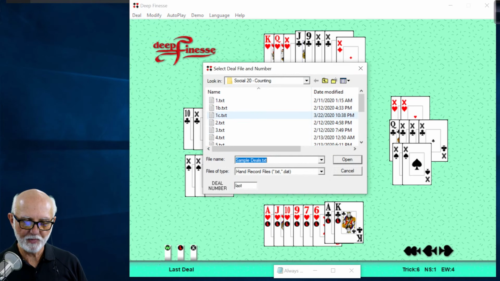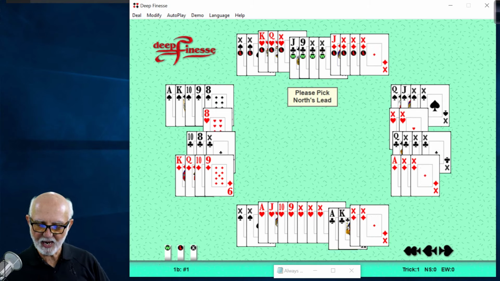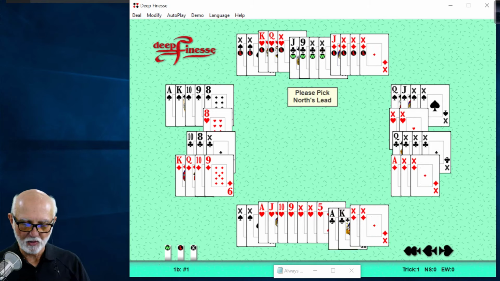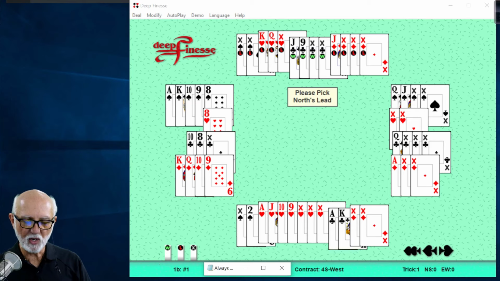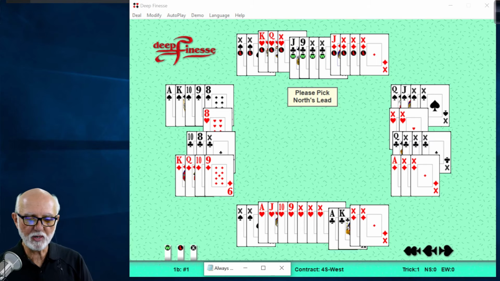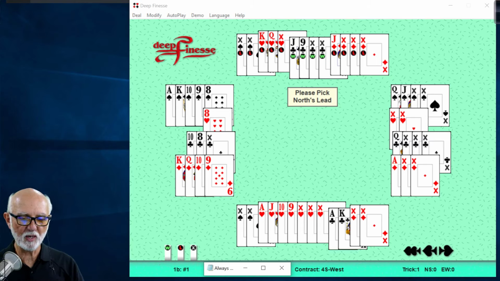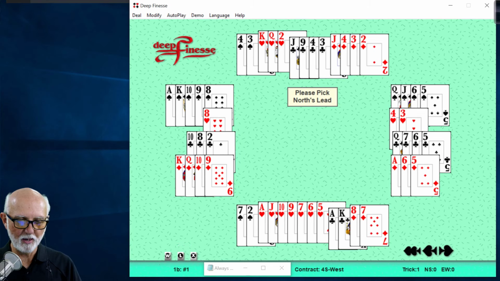Load a new deal. 1B. And here's what's going to happen this time. Should we play in 4 spades down in the south? That's what we're going to do. So in this case, we're not going to have South open. The cards are dealt to West, who bids one spade. We've got an opening hand, same hand. North is going to be, and I'm going to go ahead and show all the cards there, a pass.